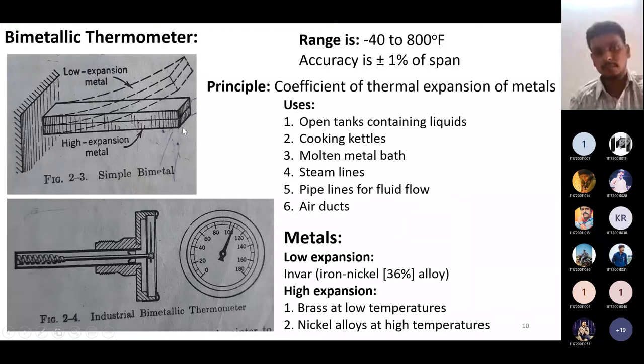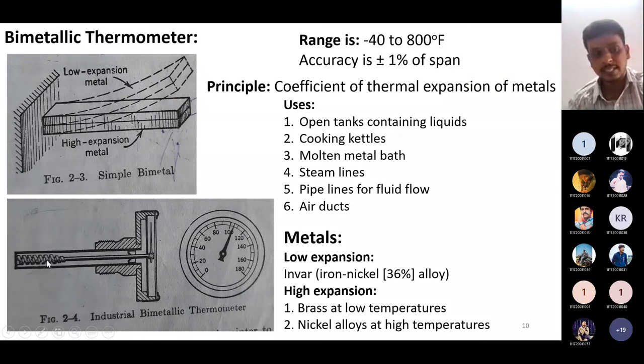So this is a strip form, first one, and this is called a helix form. One end of this helix or the strip will be permanently fastened using this thermal well, and another one will be freely open so that it will be connected to the pointer. This pointer will be rotating on a circular die.